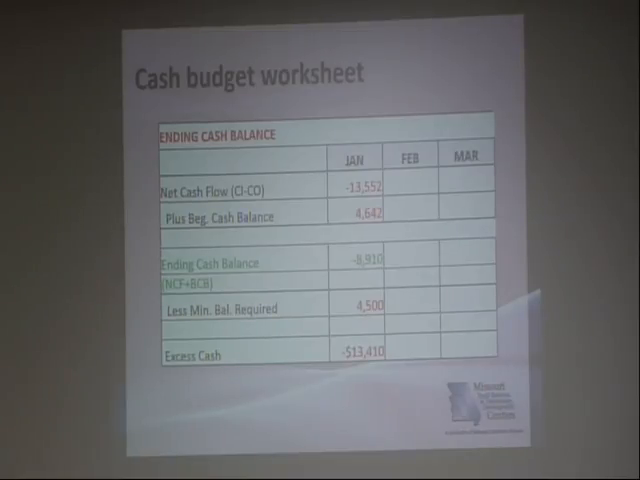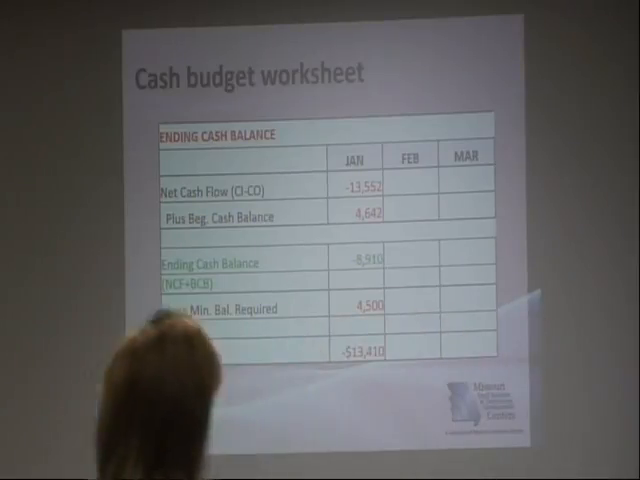But remember, it's December 31st. This isn't real yet. It'll be real tomorrow. But we're just estimating at this point, so we can react. That minimum balance thing is just the comfort. That's just telling me if I really want to maintain $4,500 in the checking account, then I really am going to be $13,000 short in January, not 8. Okay? But it's a planning tool.